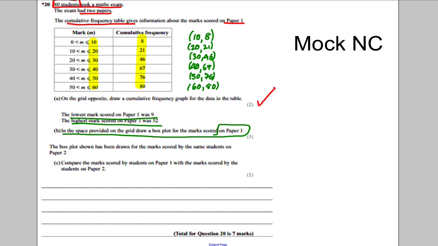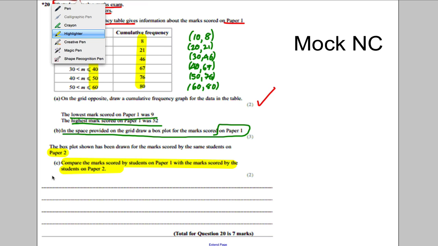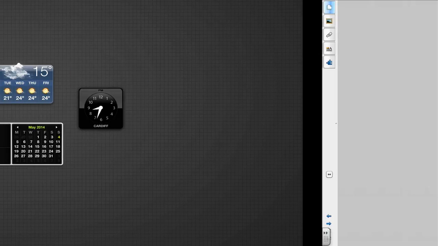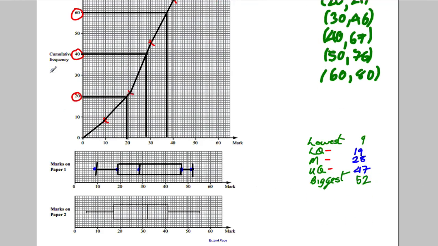Now lastly, the same old question. There is a box plot drawn for the ones in paper 2. Compare the marks in paper 1 with paper 2. Always 2 things to say, 1 and 2. Look at your box plots. This median here is 28 and this median here is 32, so the median's bigger on this one. Which one's longer? Well, this one here looks longer. It's very obvious. We don't have to state it, but that one's clearly longer.